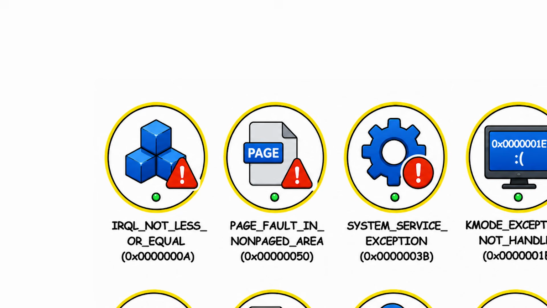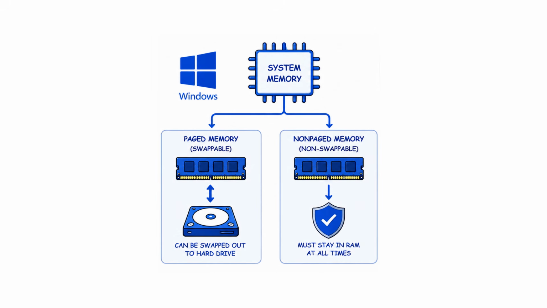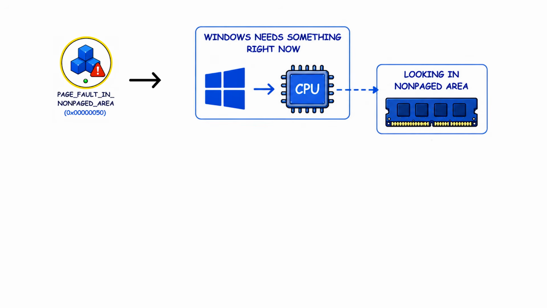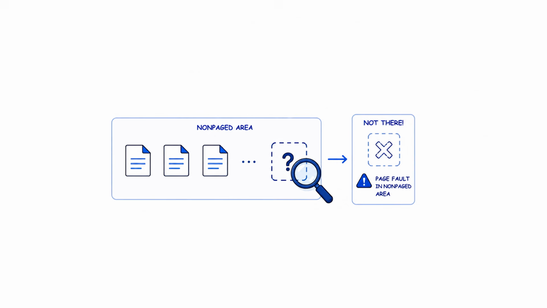Page fault in non-paged area. Windows splits memory into two categories: stuff that can be temporarily swapped out to your hard drive when it's not needed, and stuff that has to stay physically in RAM at all times because the system might need it instantly. That second category is the non-paged area. This error fires when Windows reaches for something in that non-paged area, and it's just not there.